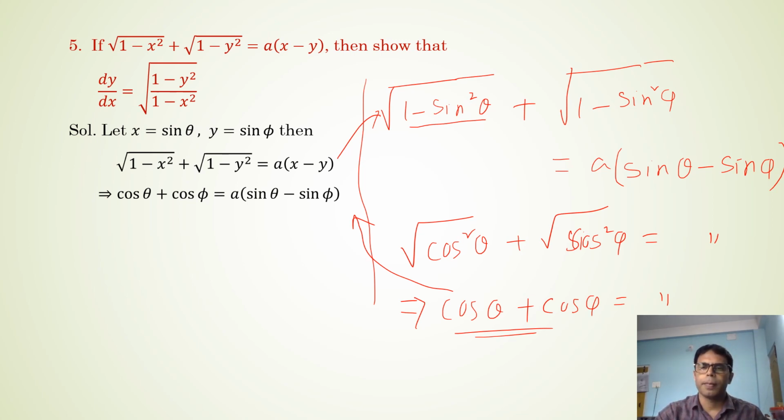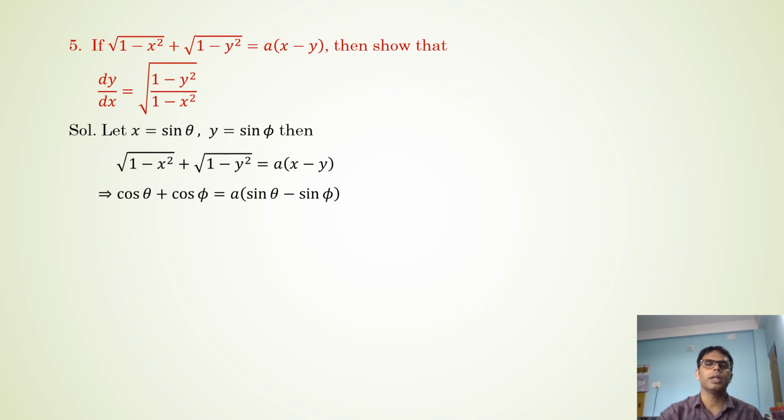So you see, in the left hand side we have cos c plus cos d. You must remember the cos c plus cos d formula: it is cos of c plus d by 2 into cos of c minus d by 2. And in the right hand side, the sin c minus sin d formula should be used, so that is equal to twice cos of theta plus phi by 2 into sin of theta minus phi by 2.